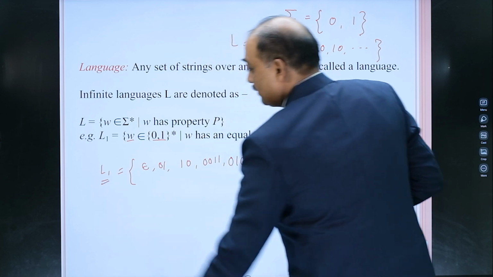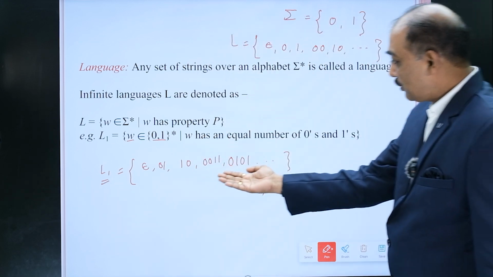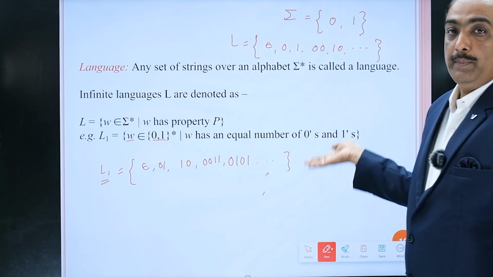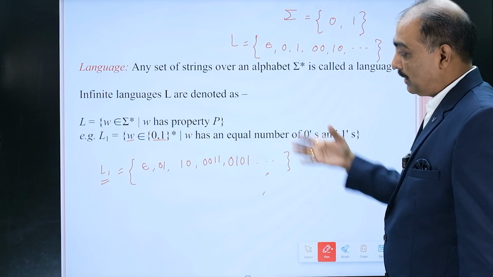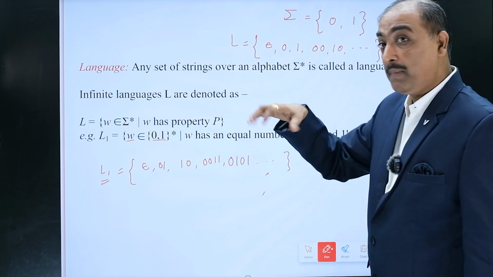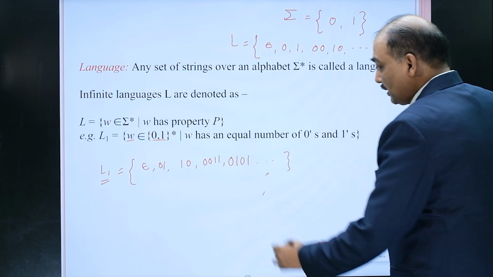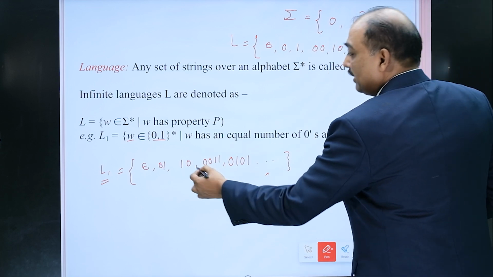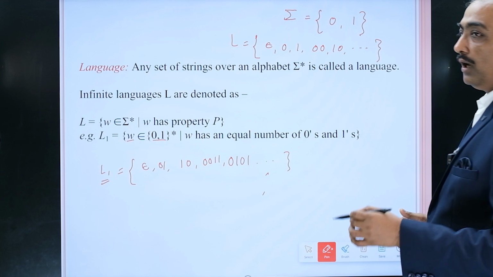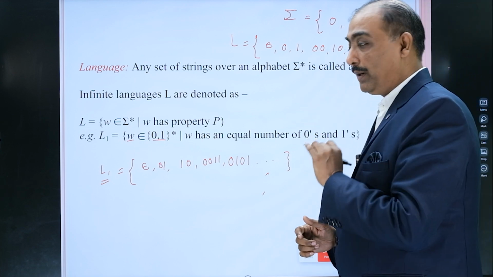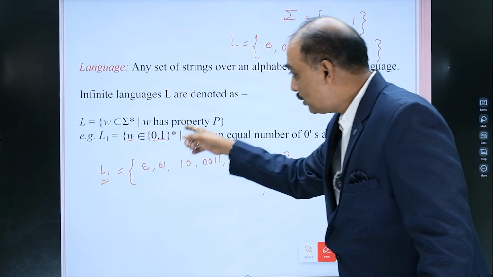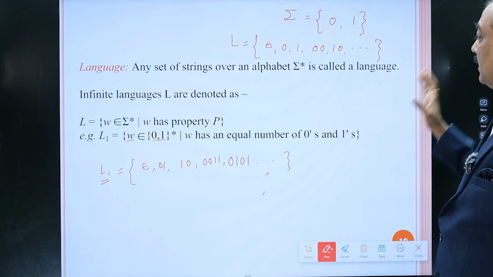So my point was, this language consists of an infinite number of elements, an infinite number of strings. That language may be infinite, but each and every string in that language is a finite sequence over an alphabet. What is the alphabet in our case? It is 0, 1. So this is called a language.